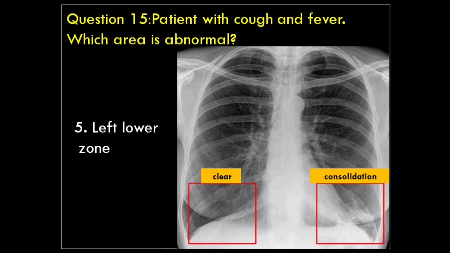The correct answer is left lower zone. Consolidation is seen in the left lower zone. Compare with the right lower zone and other areas of the lungs which are clear.